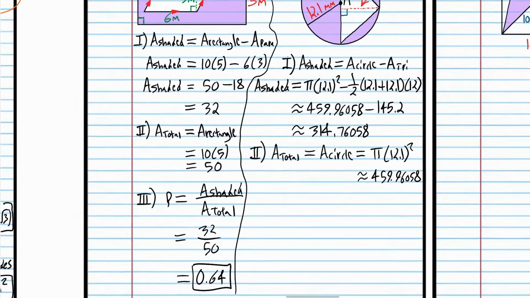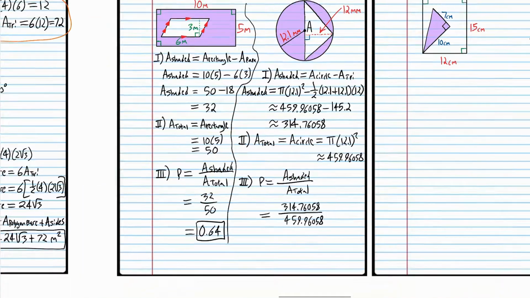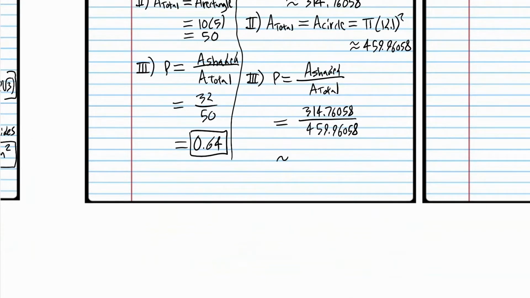And now we're going to find the probability, which is the area of the shaded region over the total area, which is equal to, area of the shaded region is 314.76058, and total area is 459.96058. And so we just divide those and we get 0.684.